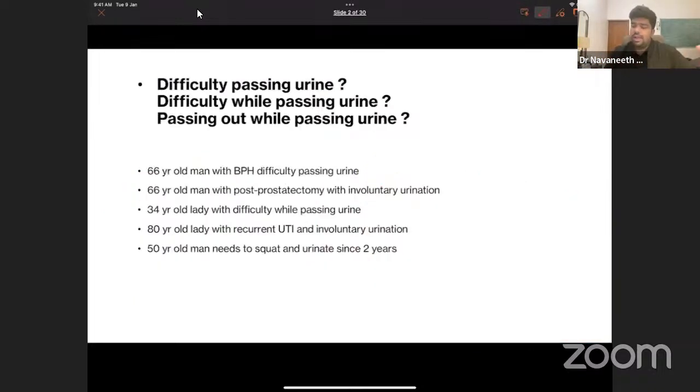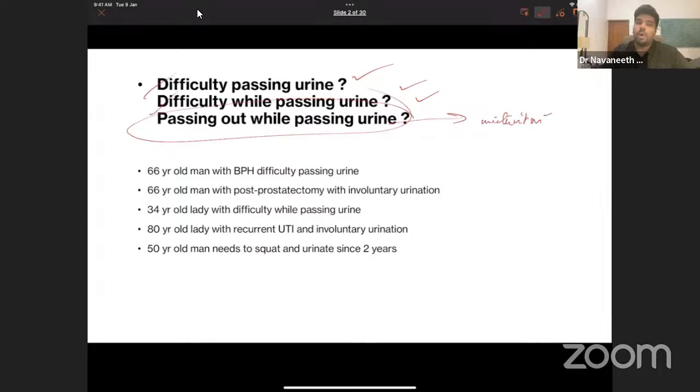So look at these 5 scenarios. You have 5 patients over here, and these 5 patients are all different age groups with different problems. Now, it's very important, like I told you, to take history properly. If you're having a patient who's speaking to you in English and giving you history in English, just imagine what they could mean by difficulty passing urine, difficulty while passing urine, and passing out while passing urine. The last one was covered in the last session, which was vasovagal syncope or micturition syncope. So this is not a topic that we have to deal with today.